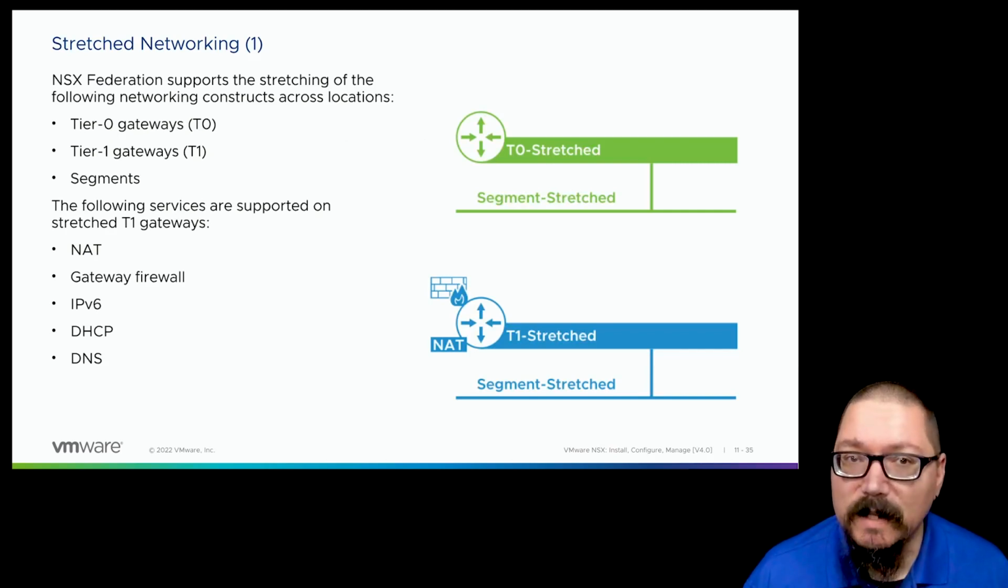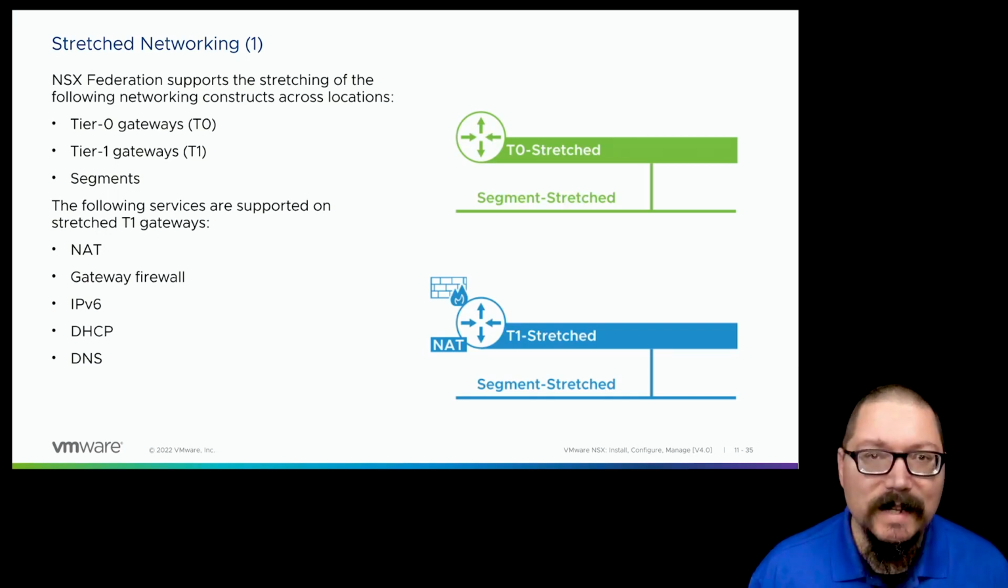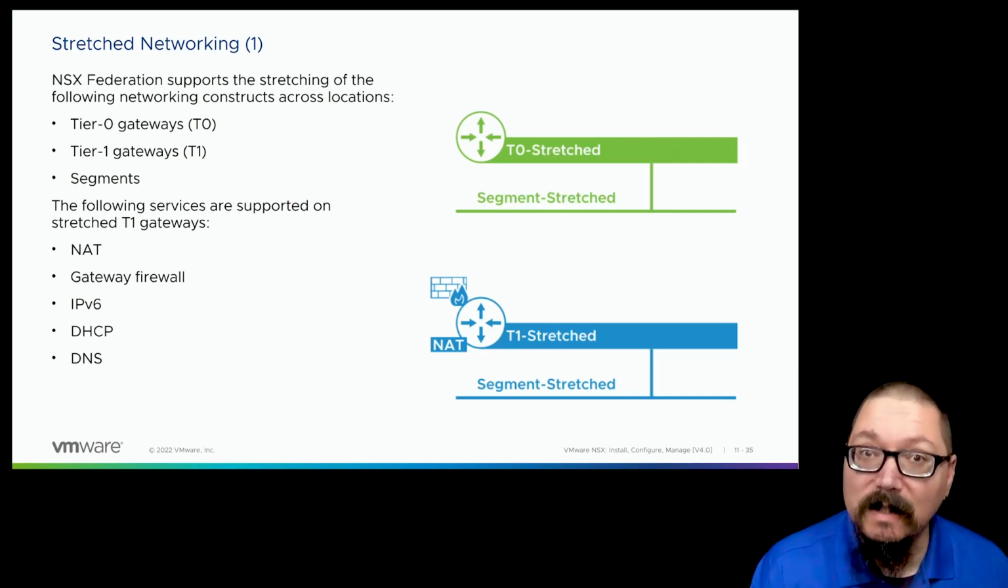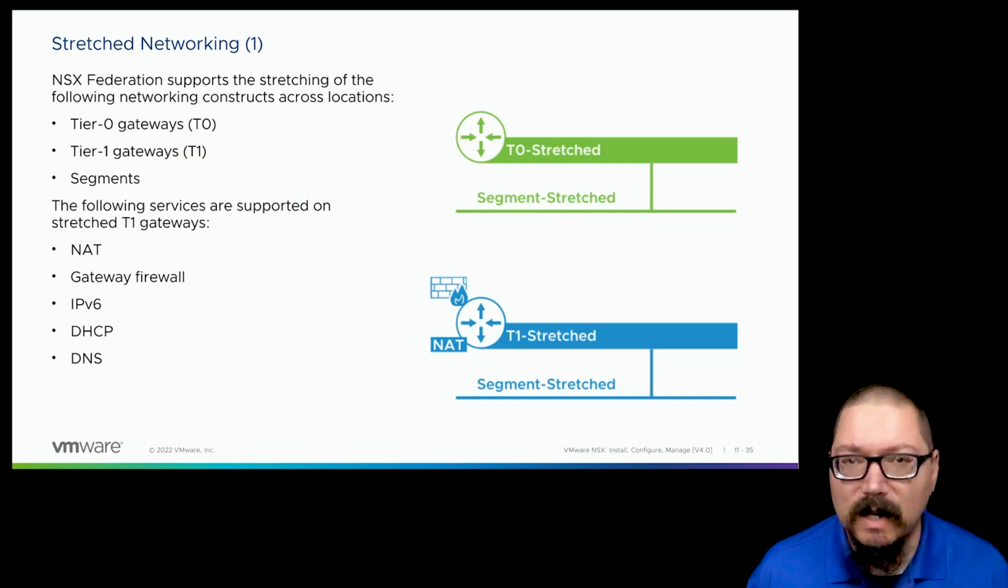We can stretch segments. That means that, well, since we can stretch gateways, I suppose that means we can also stretch some services. So some things are Federation capable. Now, something to remember is not everything in NSX is Federation aware at this point, meaning that not everything works in the context of this global federated infrastructure. That doesn't mean it doesn't still work locally inside a site, but, for example, the intrusion detection and prevention system, that's a local thing. So we want to keep that in mind. Not everything is federated yet.